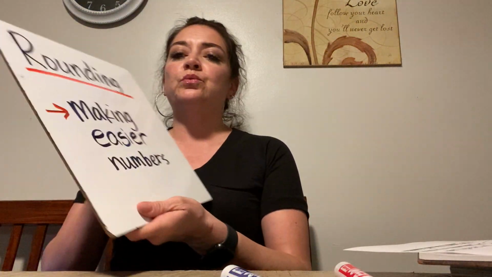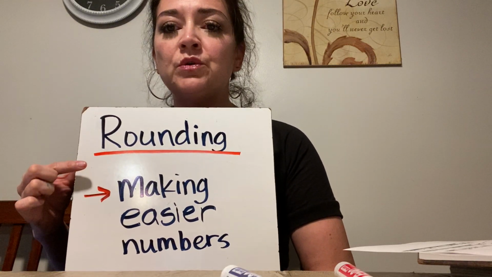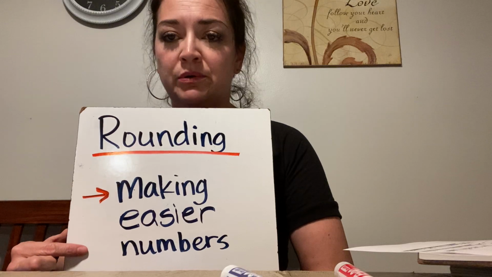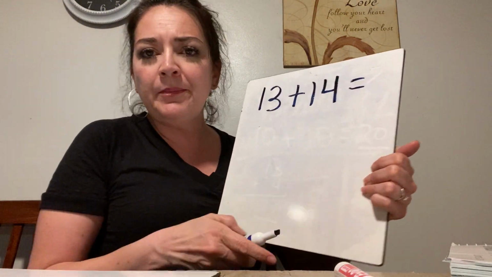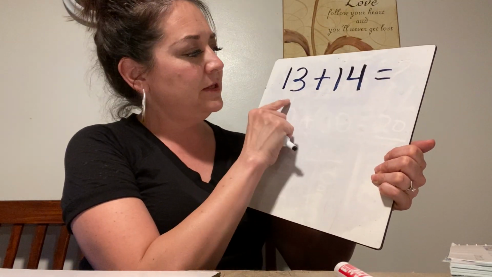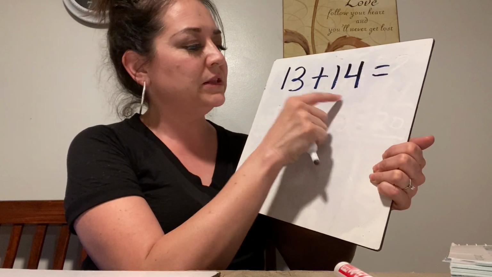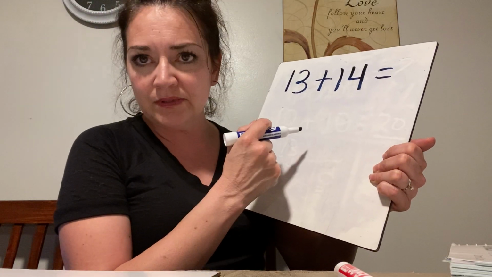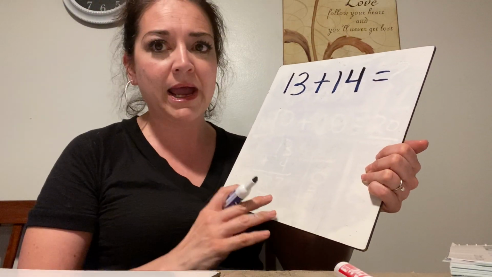So when we're going to be rounding numbers, what we're doing is we're making easier numbers, so they're easier to add. For instance, if I had an addition problem like 13 plus 14, off the top of my head, I don't know that answer right away. They're not very friendly. This number ends in 3 and this number ends in 4. Those aren't friendly numbers. We want to get them to either zeros or 5s, which are more friendly to work with. They're easier to add in our head, mental math, okay?